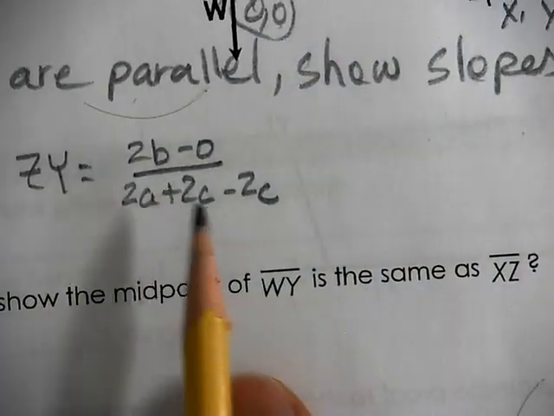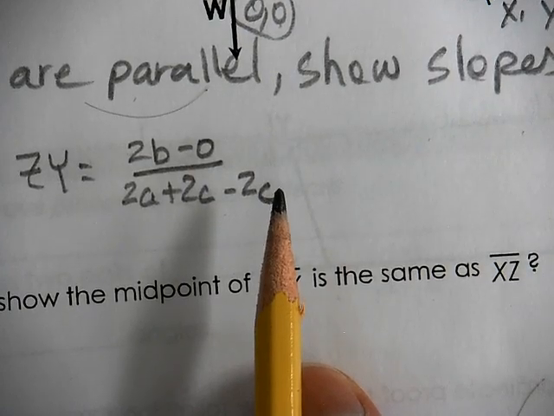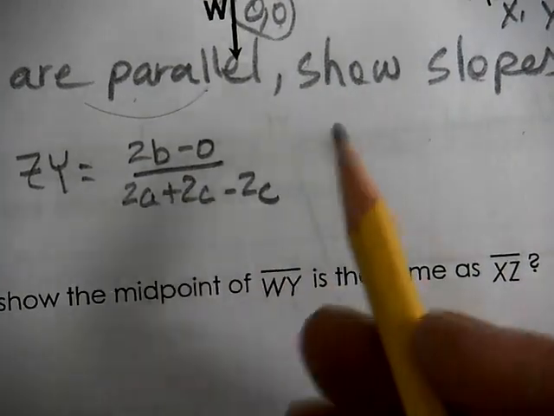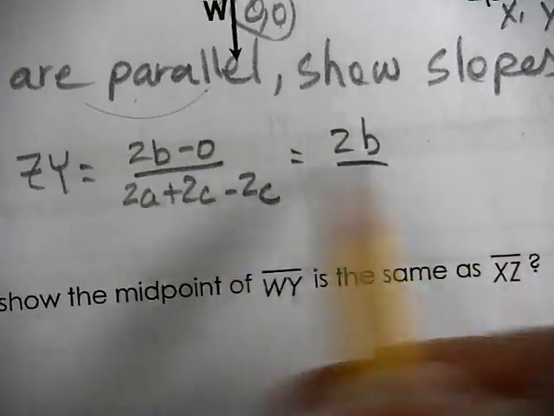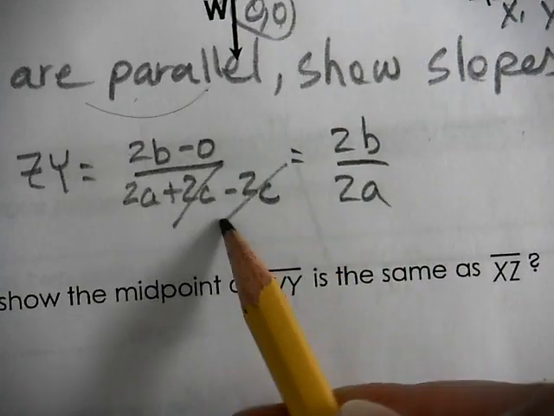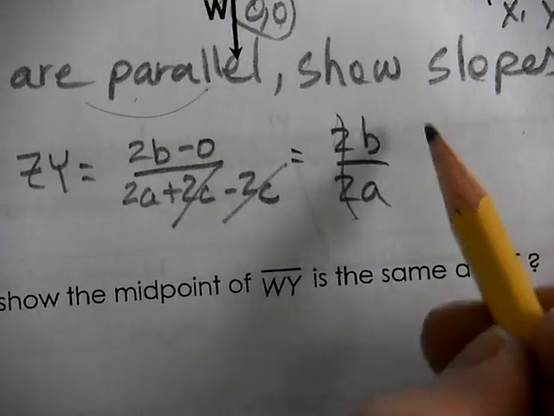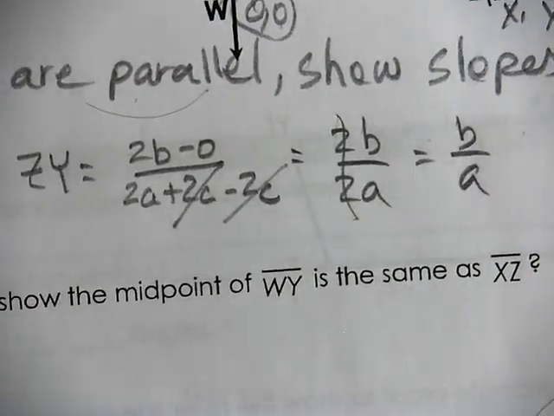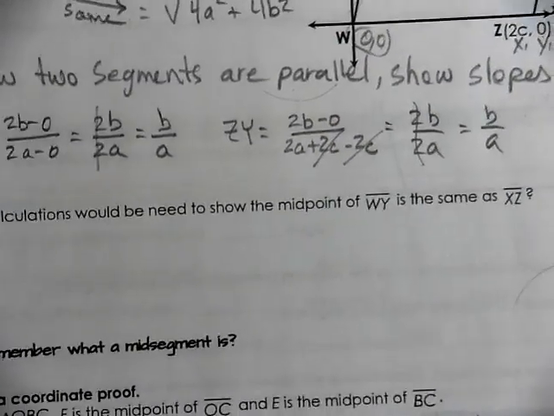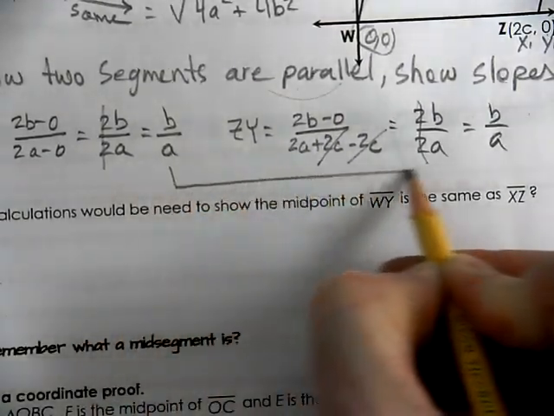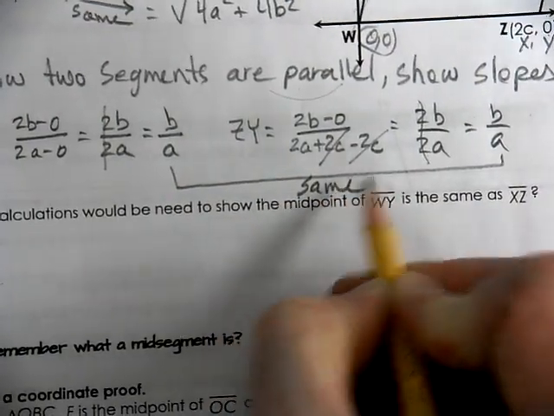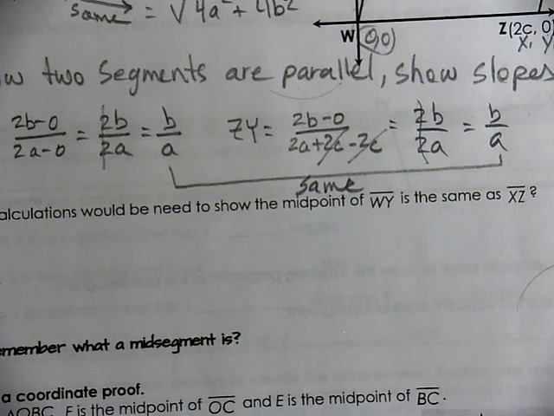What happens when we have 2c minus 2c? We have 0 c's. So that leaves us with 2b over 2a, because the c's are going to cross off. The 2's are going to cross off. Those can be reduced, and we're left with b over a. Since we got b over a again, these are the same. And that's what we did. We showed that they are equal to each other. They are the same simplified fraction. Same rise over run.